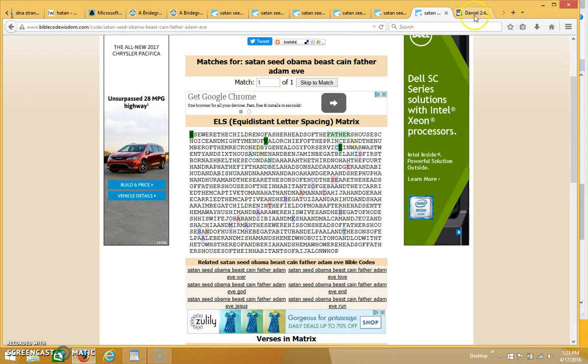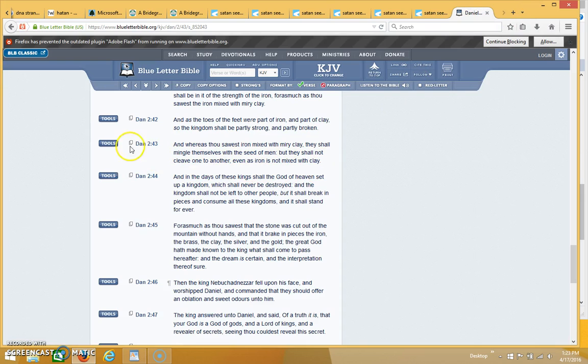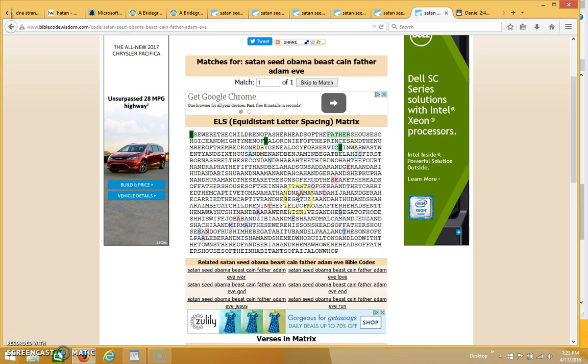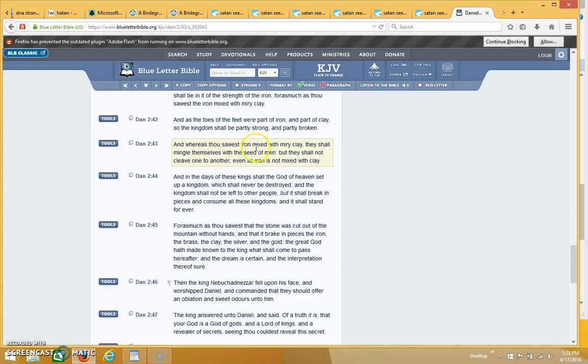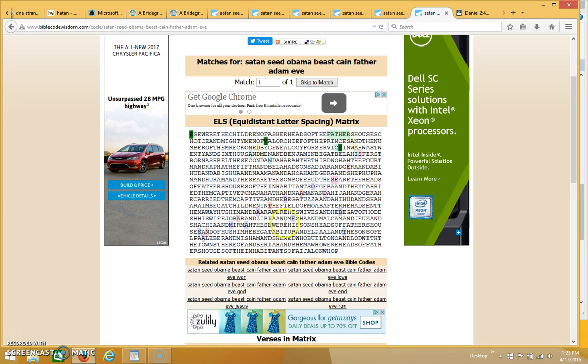And this reminds me of a verse that I want to show you. It's in Daniel 2:43, and it says, "And whereas thou sawest iron mixed with miry clay, they shall mingle themselves with the seed of men, but they shall not cleave one to another, even as iron is not mixed with clay." So this seems to be all about mixing the DNA with the seed of man, and who they are that's talked about in here. This table actually makes an allusion to that as well.